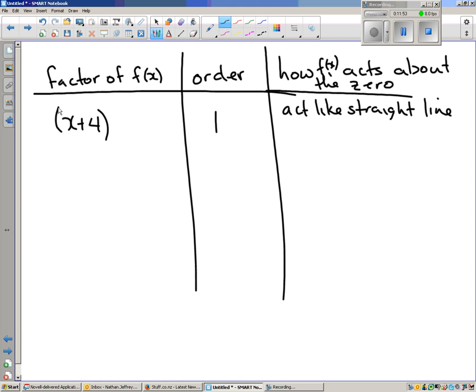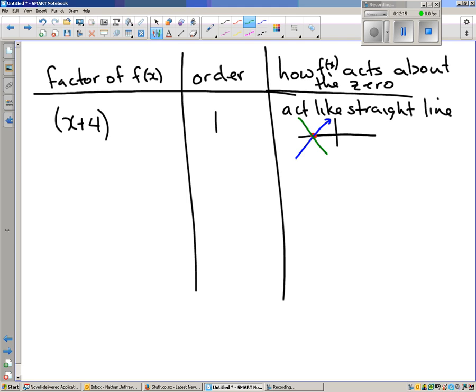And if we drew just a little sketch, we're going to have a 0 at negative 4. And our graph could either be going that way through it, or it could be coming down. It's going to act like a straight line, and it's going to change signs.